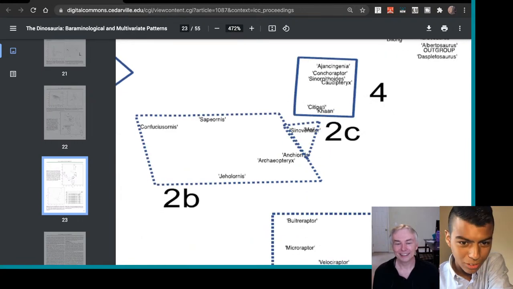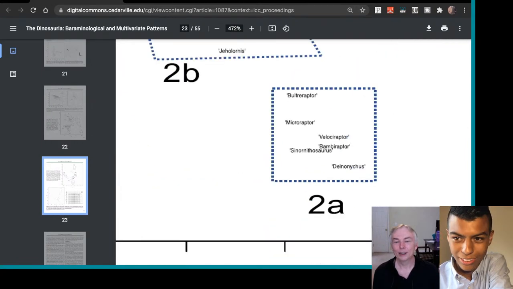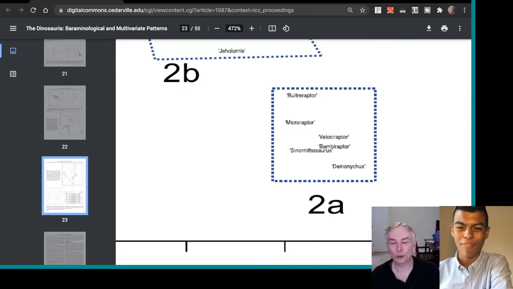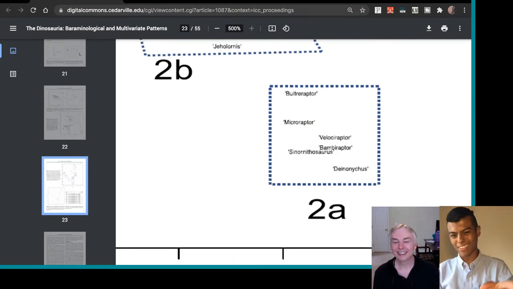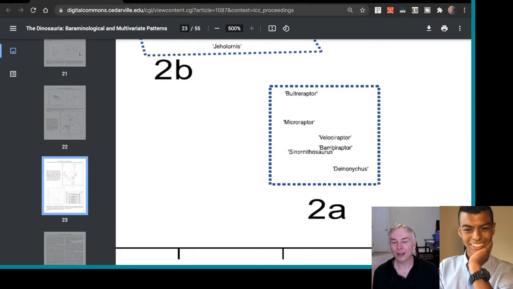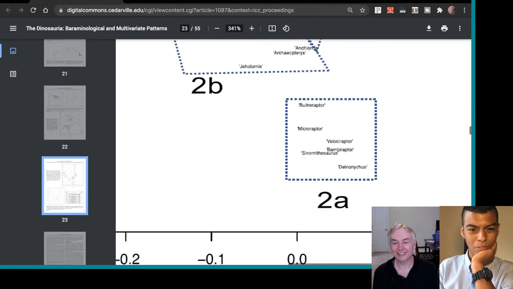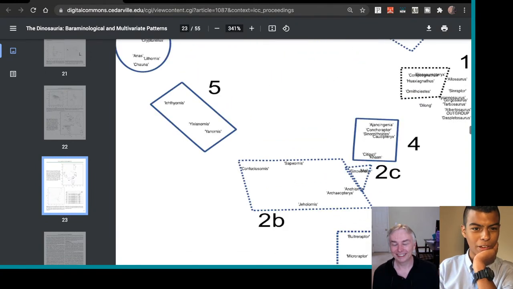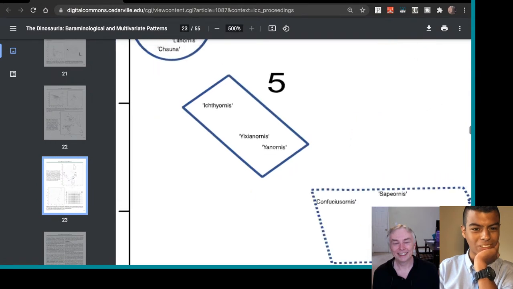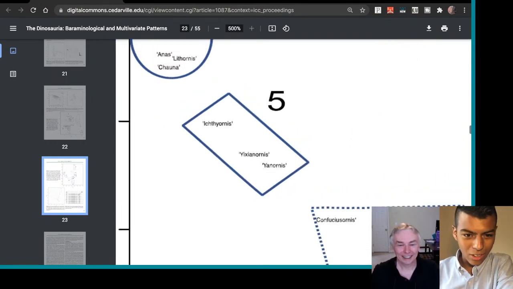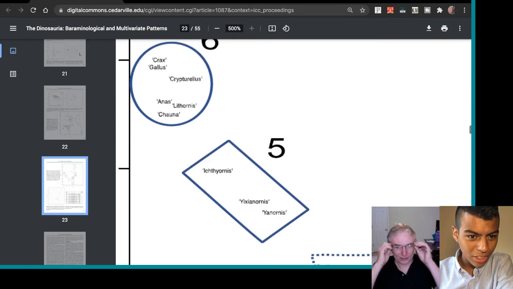Cryptovolans, I still don't know how to pronounce that. So here we have my favorite group. Microraptor. Velociraptor. Microraptors. And then up here we have, I don't know what this is. Yianornis. Ichthyornis.